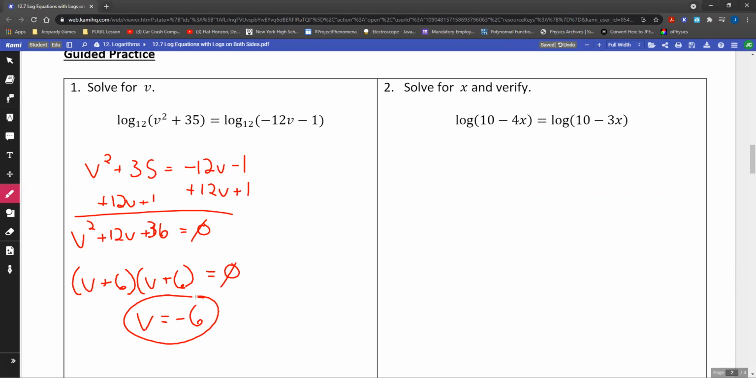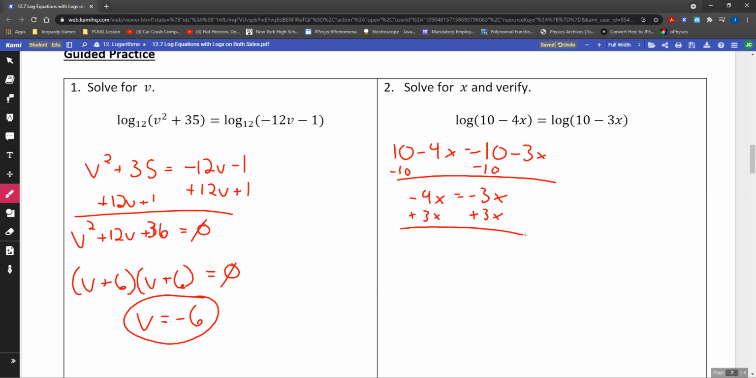All right. So for this one, do the same thing. I have one log term on both sides. So I'm going to do 10 minus 4x equals 10 minus 3x. Subtract 10 over. Get negative 4x equals negative 3x. Now, this is only true in one scenario, and that's going to be when x equals 0, but I'm going to just continue this. So negative 4x plus 3x is negative x, and this is 0.